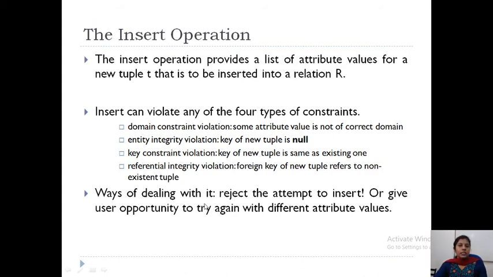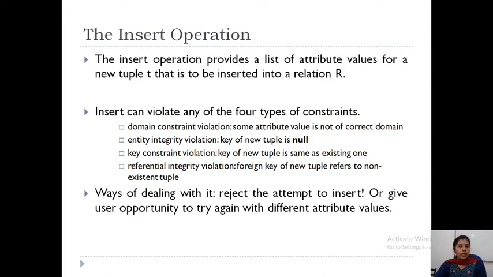So if it violates these constraints, then one possible way is to reject the attempt of insertion, or you can change the value and try again to insert the new tuple into the relation. Now how can the domain constraint be violated? Suppose you have specified 3 digits for employee ID and you are giving 4 digits. Then the domain constraint is violated.